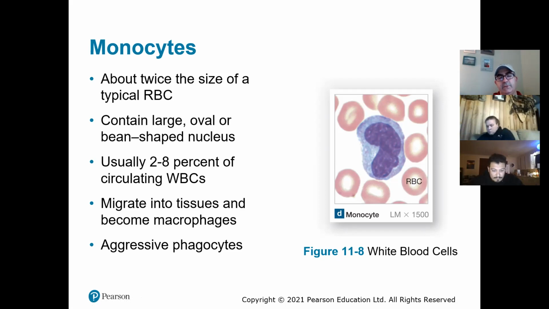These migrate into tissues and become macrophages. So they are very aggressive phagocytes. They look like this when they're in your bloodstream, but they get out of your bloodstream and into different tissues, your skin, your lungs, your muscles, and they become what are called macrophages. And macro suggests large, phage is eating. So they become these large cells. I think of them like large Pac-Man cells that go around and chew up things that don't belong, right?